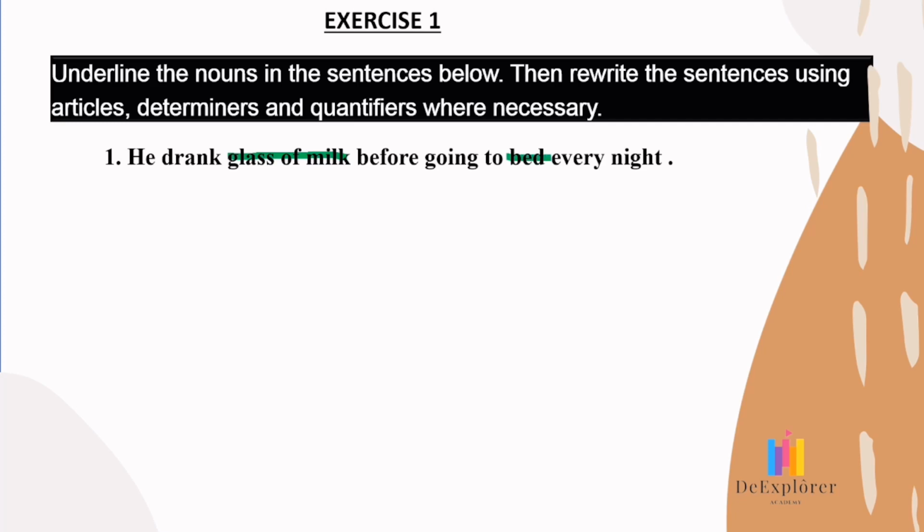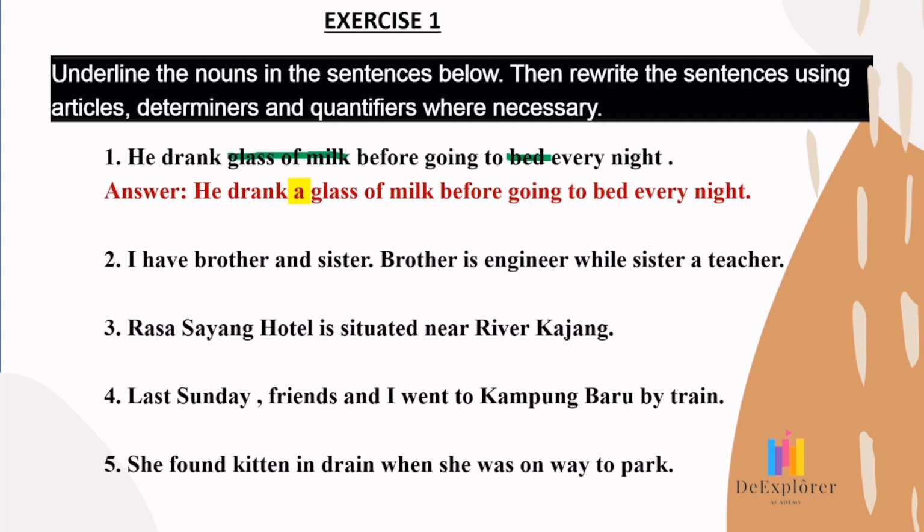What's the answer? He drank a glass of milk before going to bed every night. So you need a glass of milk. Bed has no article, no determiner. Remember I told you about the word home and the word bed. Now you are going to write the answer for all the rest of the questions on your own, like how you have done for question number 1.